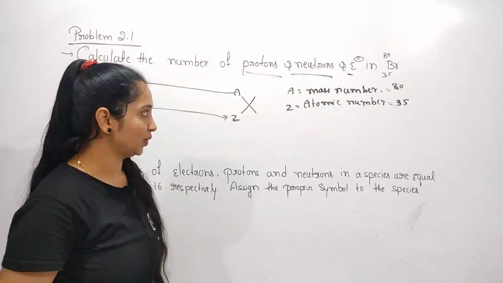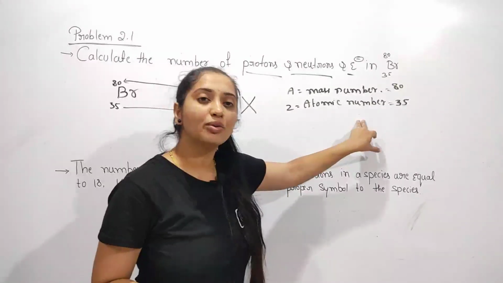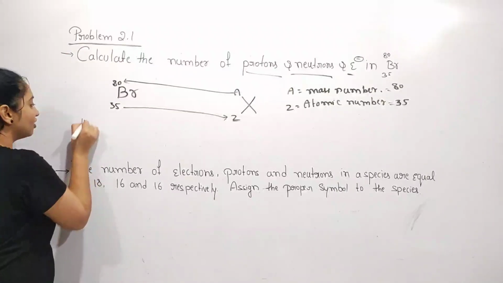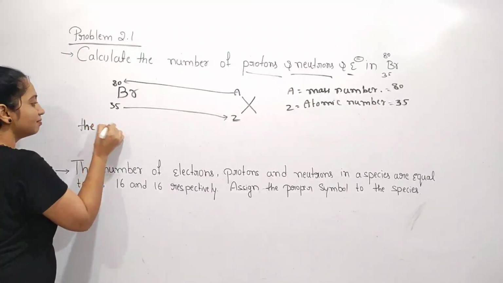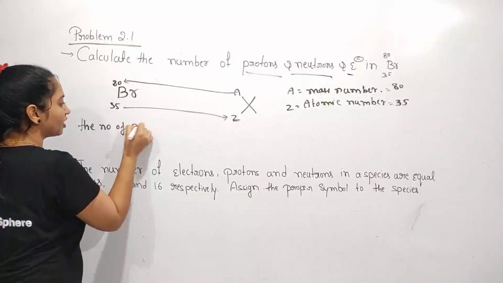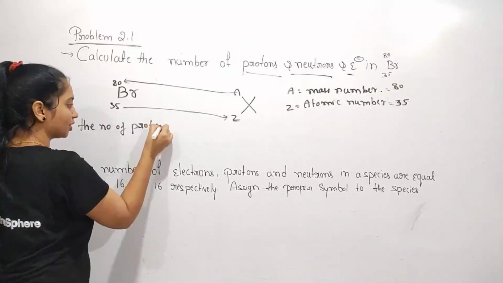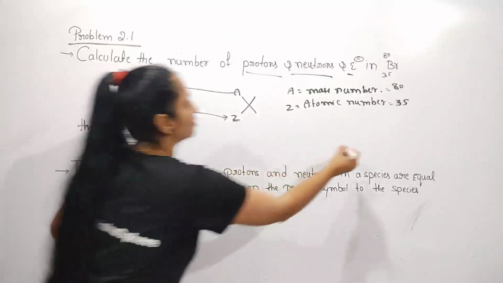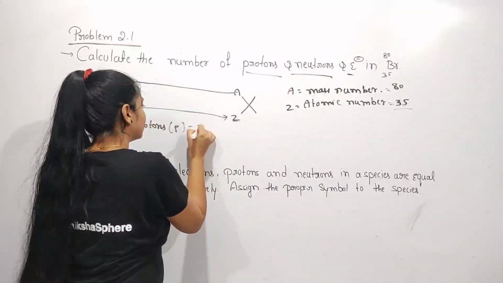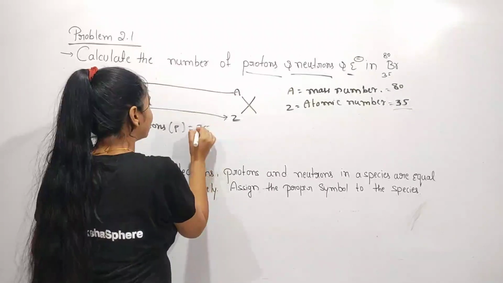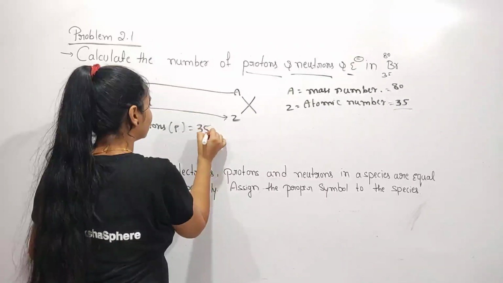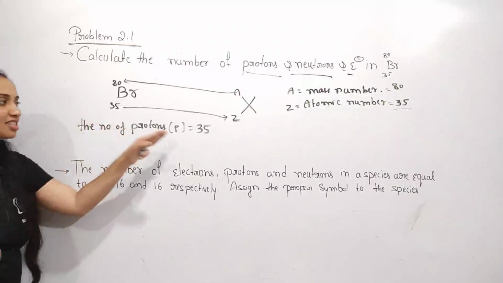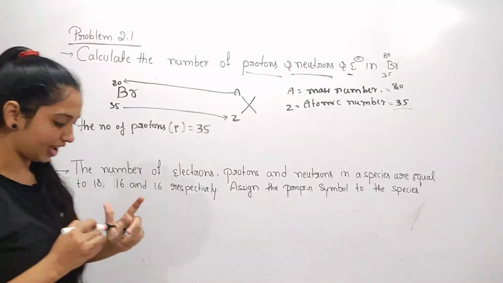I already told you the atomic number is equal to the number of protons. So the number of protons P is equal to how much? 35. Just by observing the given data we can answer here. So the number of protons is equal to 35.